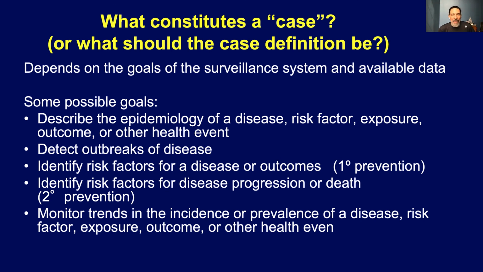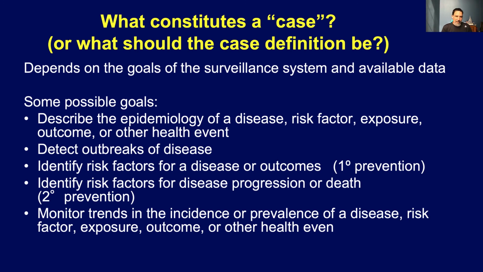So how does a provider or lab know what's reportable? What constitutes a case, say, of diphtheria? Or what should the case definition be? Well, this depends on the goals of the surveillance system and the available data. So if you think about what some of the possible goals of a surveillance system might be, it might be something like to describe the epidemiology of a disease, the risk factors, exposures, or outcome.